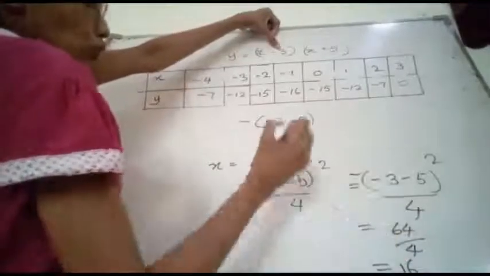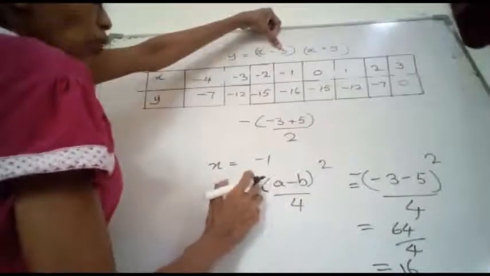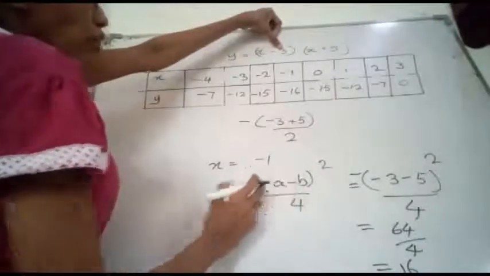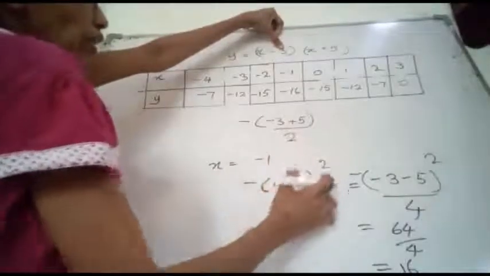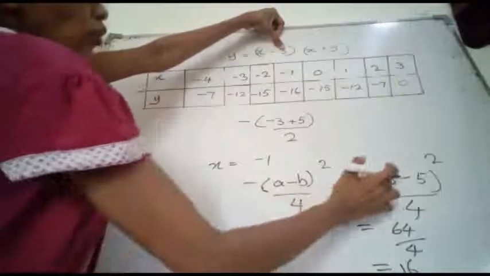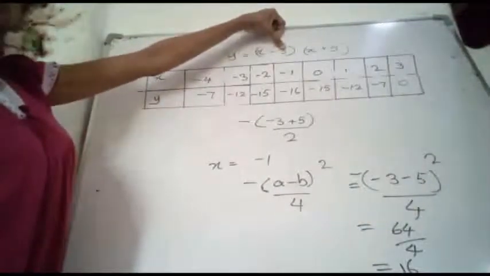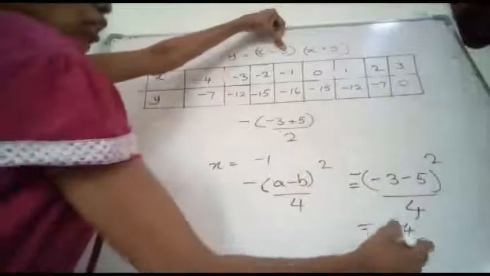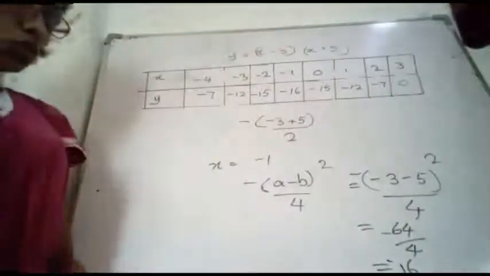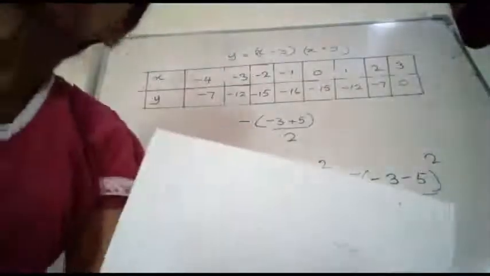Negative (a - b) squared over 4: a is -3, b is 5, so a - b is -8. Negative 8 squared is 64, divided by 4, so -16 is the minimum value.